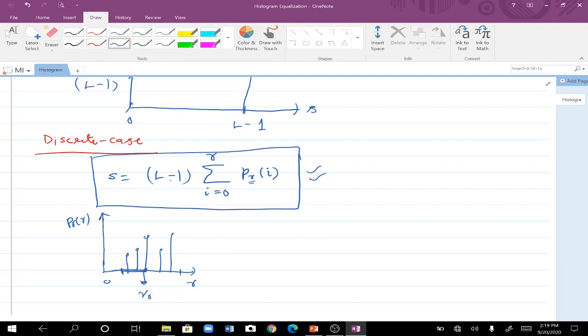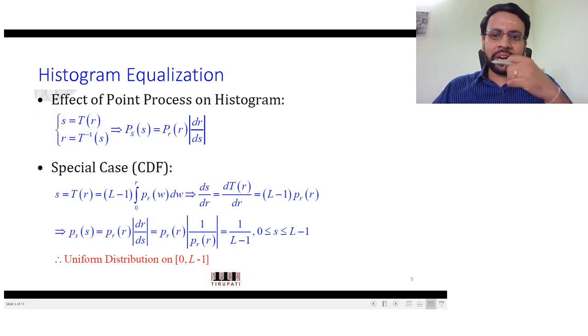Hope it is clear. Now let me switch back to the slides mode, where we will see some illustrations and more details. Yeah, this is what we have done now.